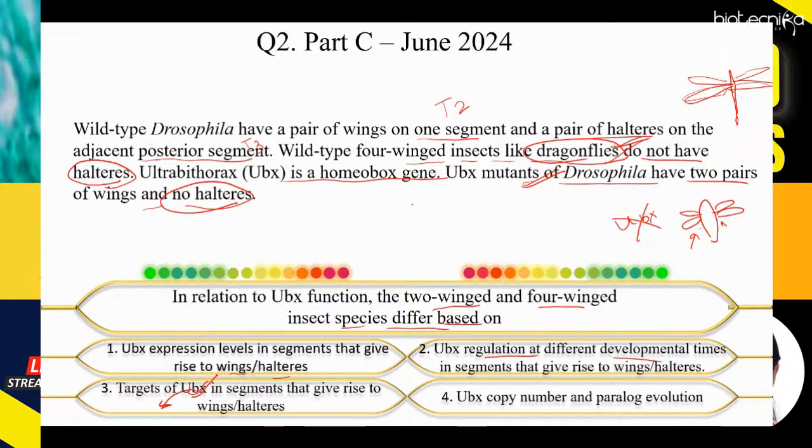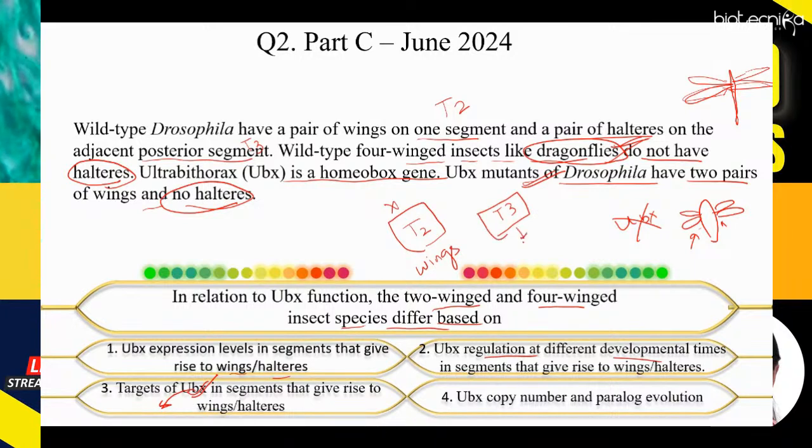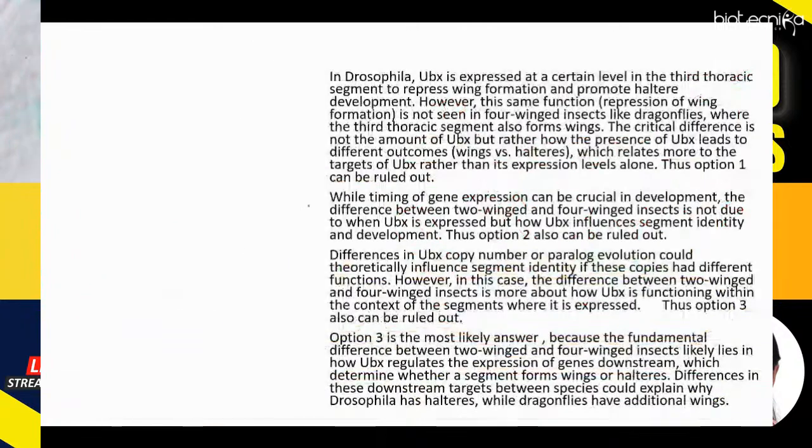So if UBX is not expressed in T2, then T2 makes only wings. If it is present in T3, then it will make haltere. But if UBX is not there in T3, then instead of haltere, wings will be made even in T3. So that's why this statement is the correct statement.